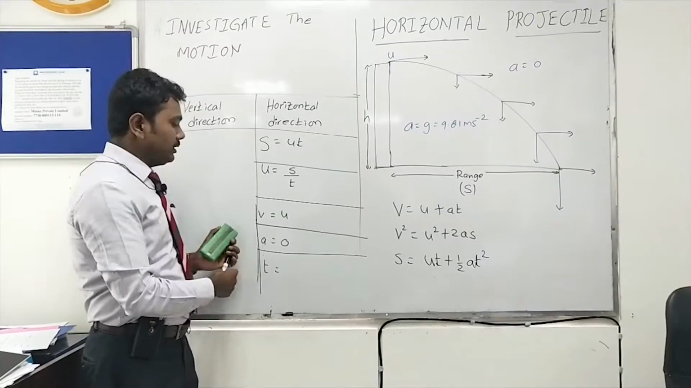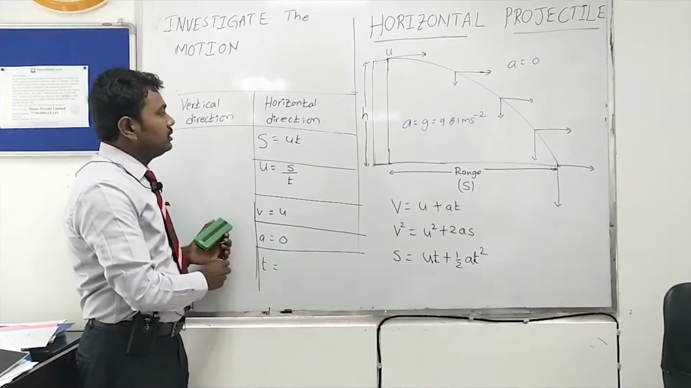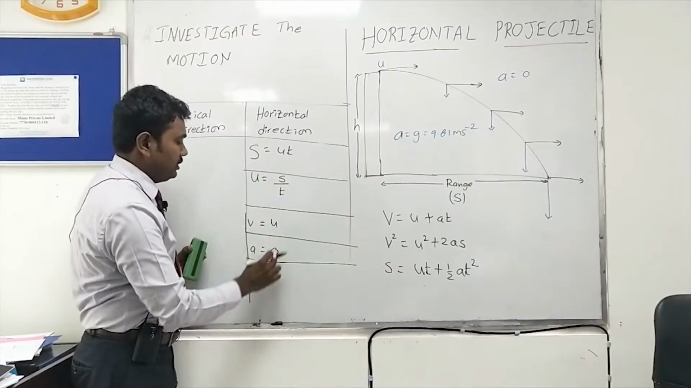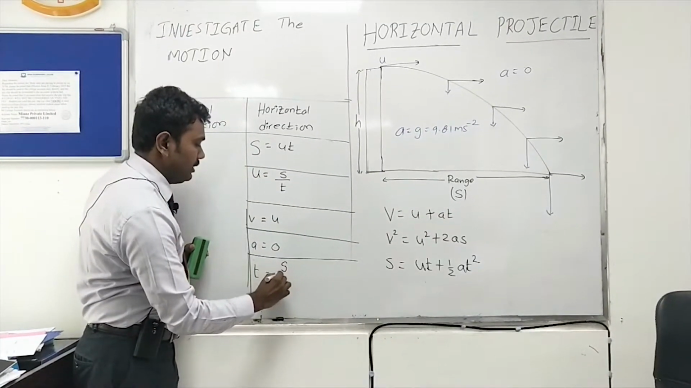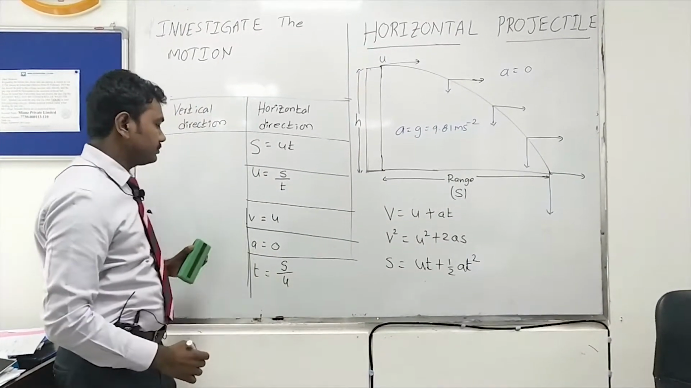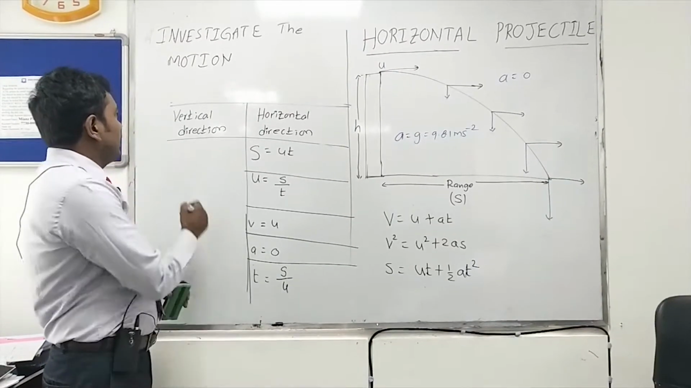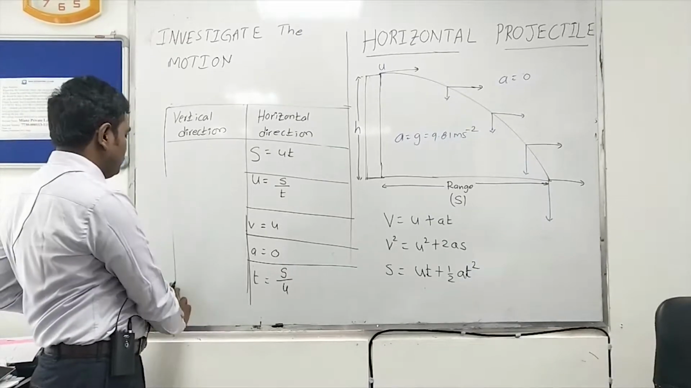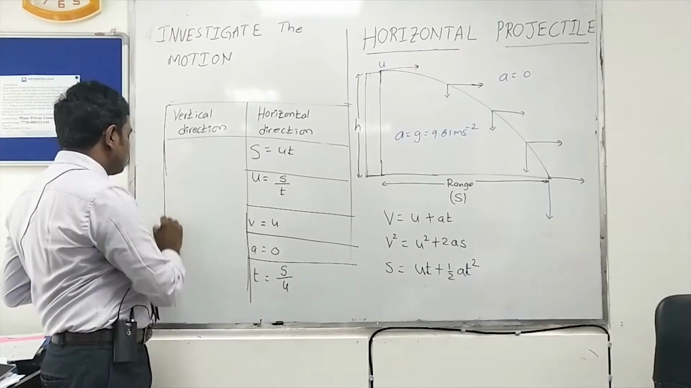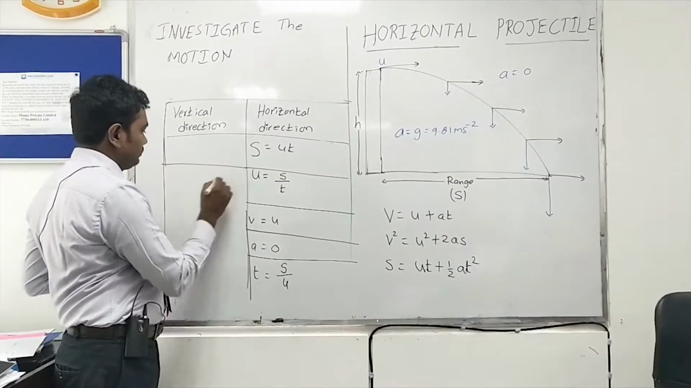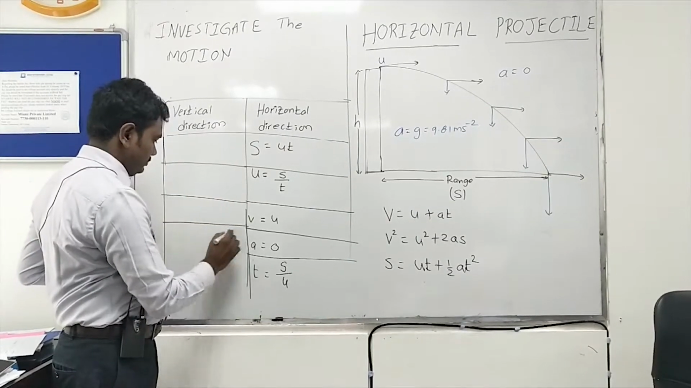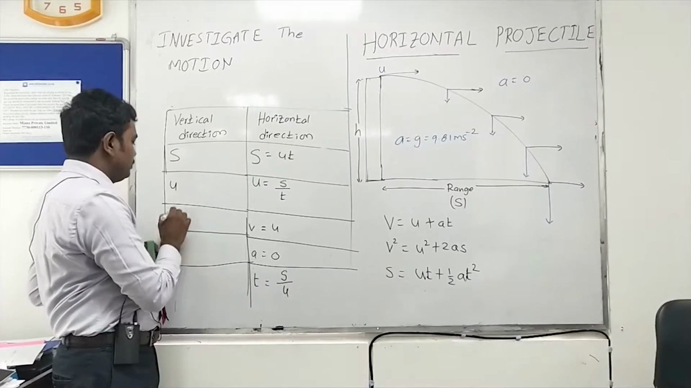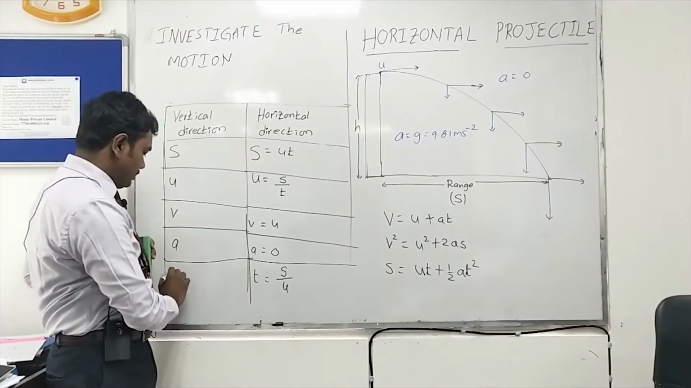Now, finally, the time taken for the projectile. I can write this by using the first equation, that is t equals range s over u. Now, let us analyze the motion in the vertical direction. Here again I will write the SUVAT terms: S, U, V, A and T.